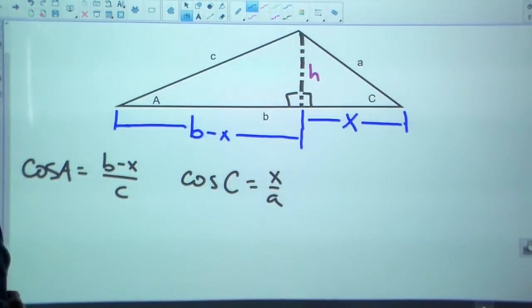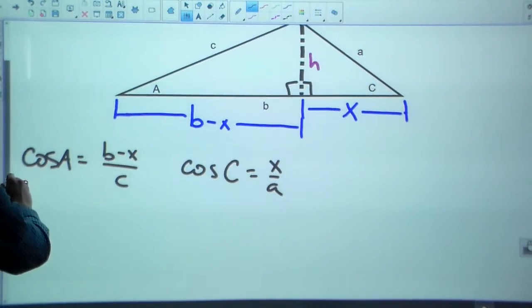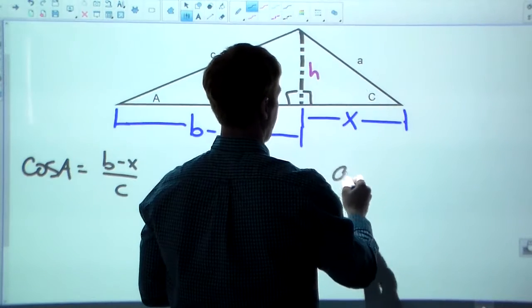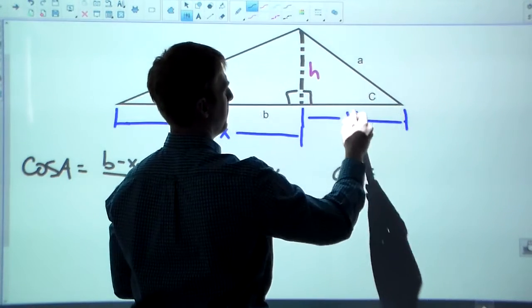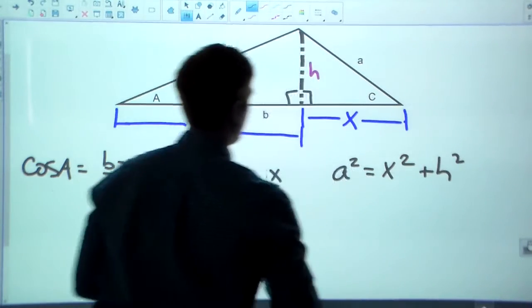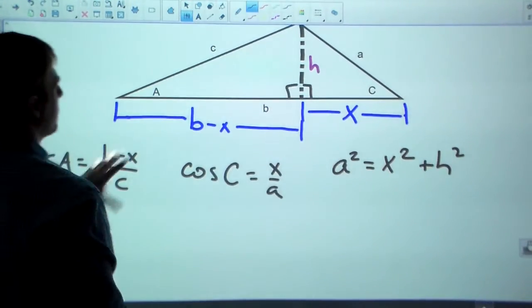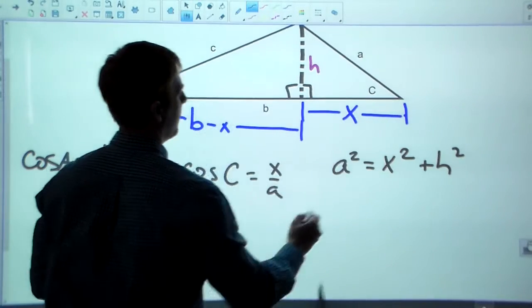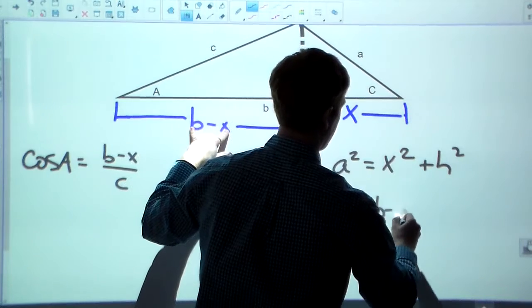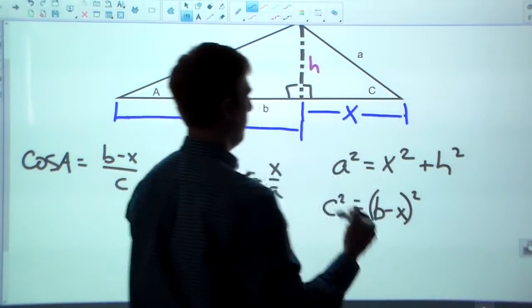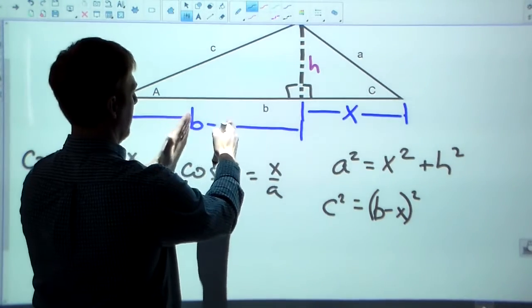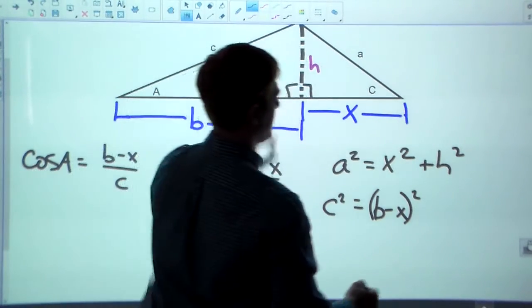And then I would think about Pythagorean theorem. So this one's probably a little simpler. You know that A squared, the hypotenuse, is equal to X squared plus H squared. And if we use this bigger triangle over here, C squared is going to be equal to (B minus X) quantity squared. Make sure you put all that in parentheses. If you don't, that can mess some things up, because it's this whole side, B minus X squared, and then plus H squared.